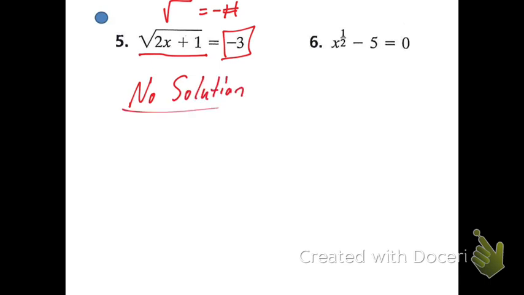It can't happen. You can't take the square root of something and get a negative number. So if you ever see that, just write no solution. Move on. Go about your day. Enjoy. Do good things in the world.